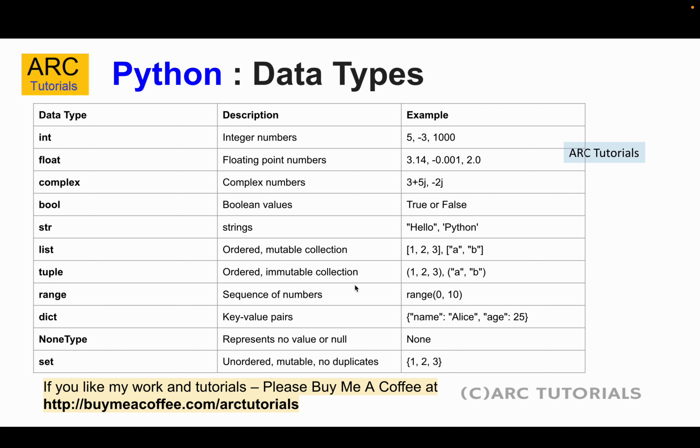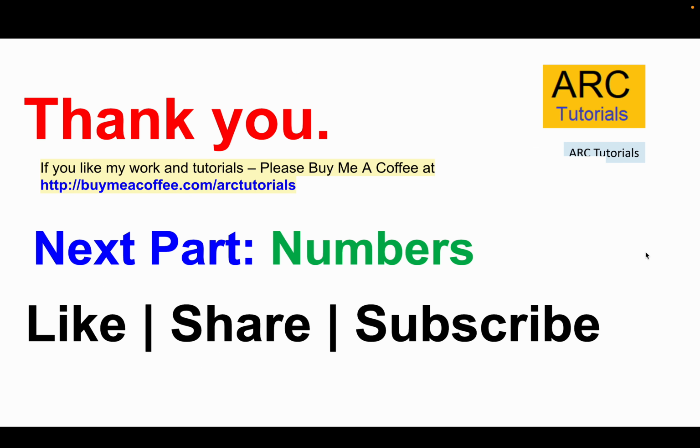Remember these: integer, float, complex, bool, str, which is strings, list, tuple, range, dict, none type and set. These are the data types we will work with. That's all in today's episode, just a high level overview of the data types. In the next episode onwards, I'll show you how to use numbers.